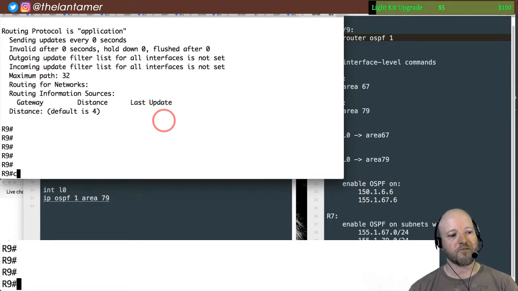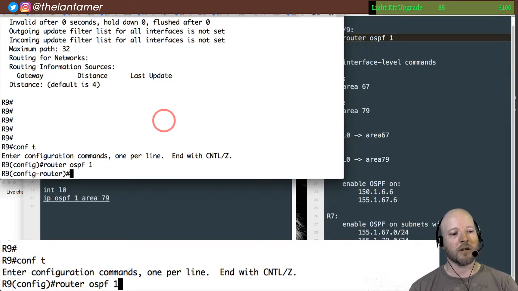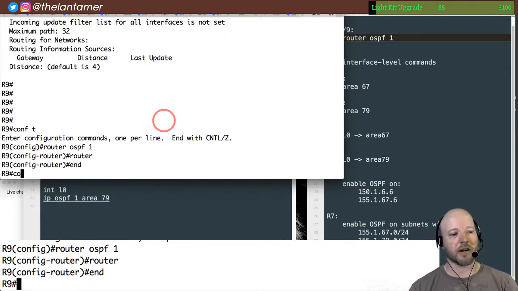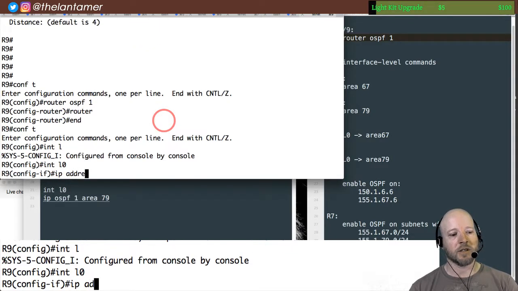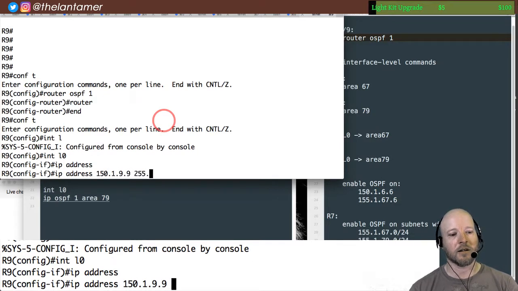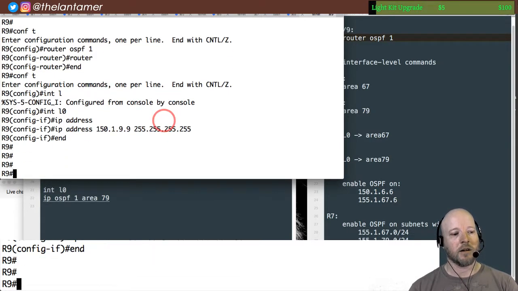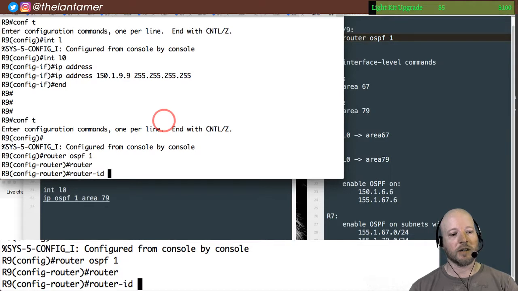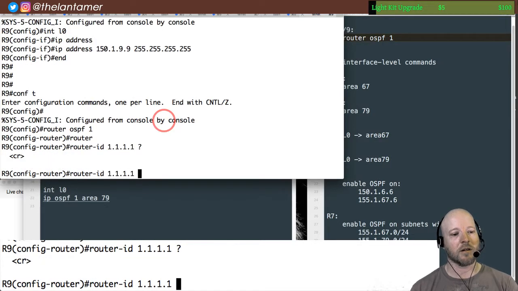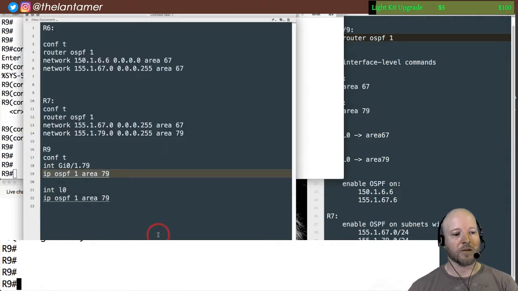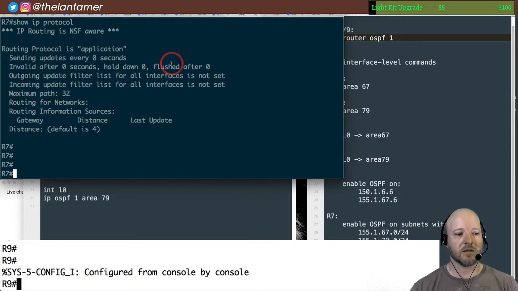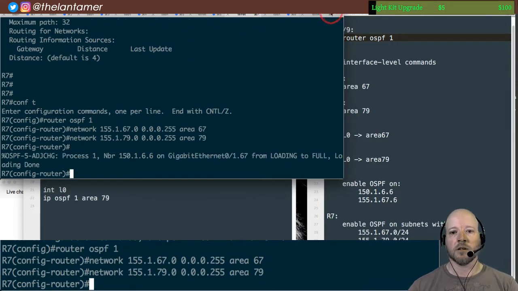This time, router OSPF 1. Let's change the interface back. IP address 150.1.9.9. And this time, I'm going to say router ID 1.1.1.1. And we're going to put all the configuration back. Then I want to see what the database looks like. So let's go to router 7. And back to router 9.